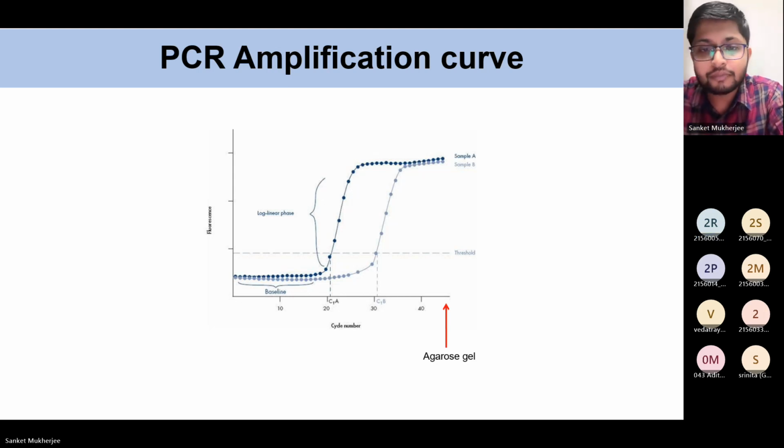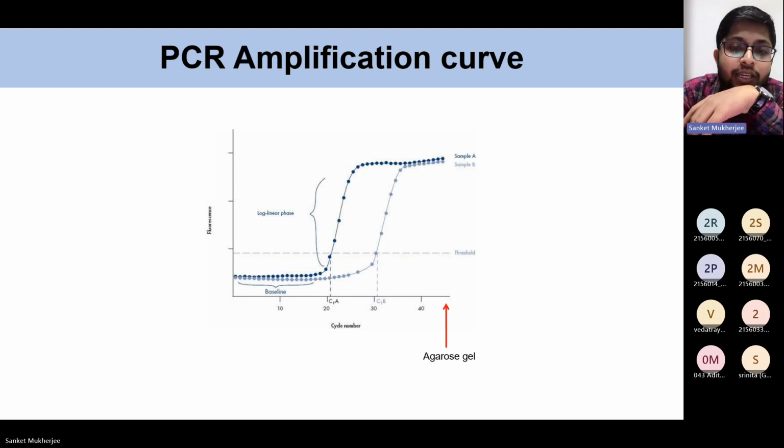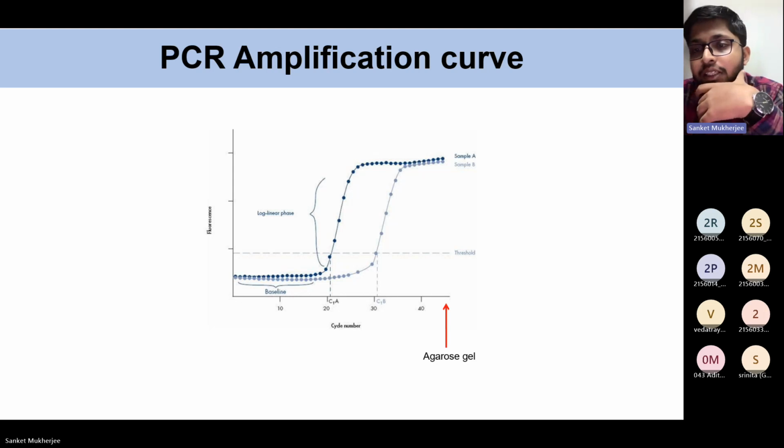Okay, sir. So have you seen a CT value in a COVID RT-PCR report? Yes, sir, I have seen a CT value, but what does it signify? Have you ever tried to figure that out? It signifies that threshold value, I guess. Threshold cycle number. Let's say if it is 22 for sample A and 31 for sample B, then 22 is the CT value for sample A, 31 is the CT value for sample B. Clear?